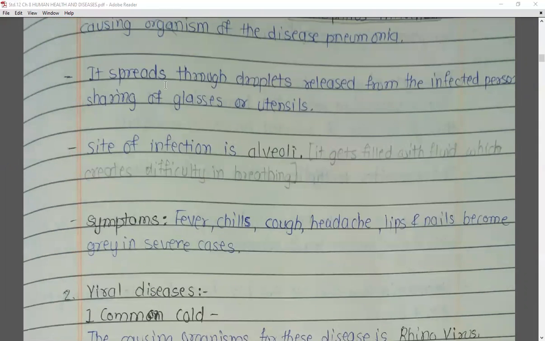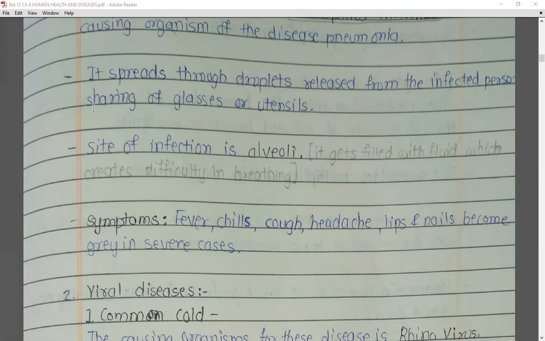Now, it spreads through droplets released from the infected person, and through sharing of glasses or utensils, right? As it spreads through droplets, that means if a person beside you has pneumonia and sneezes, several droplets are released from their nose, and when these droplets spread, what happens? This bacteria enters inside your body, and it can also cause you pneumonia, right?